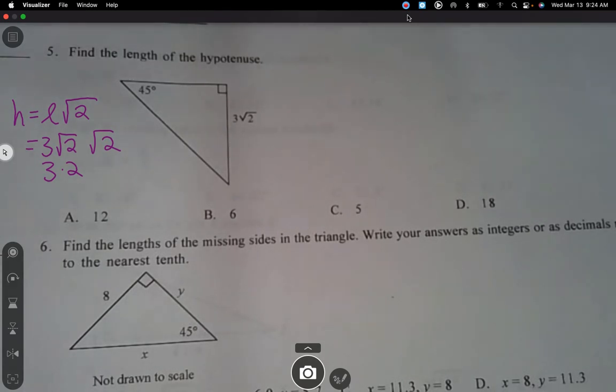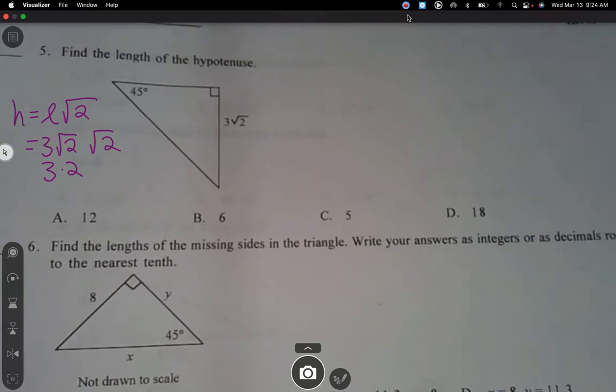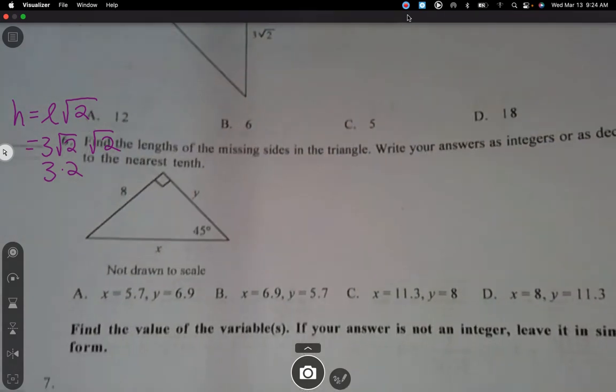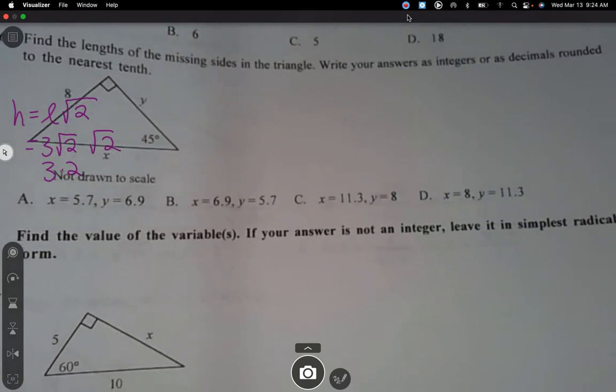Okay. All right. The next one is also a 45, 45, 90. So let's do another one of those.